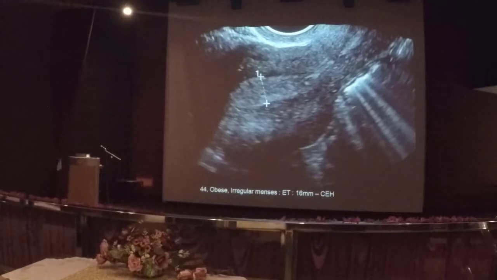Could be normal, could be not normal, right? Should you do anything further? 44 years old, obese. Then you should assess the endometrium to exclude cancer or a precancerous lesion, okay? So by doing the endometrial biopsy.